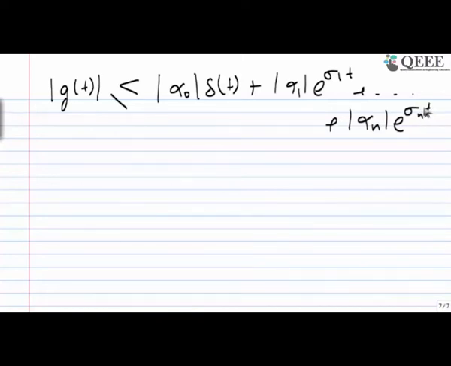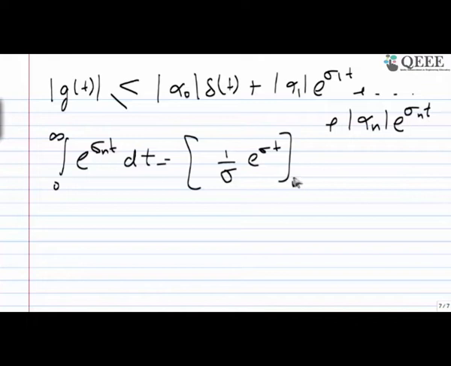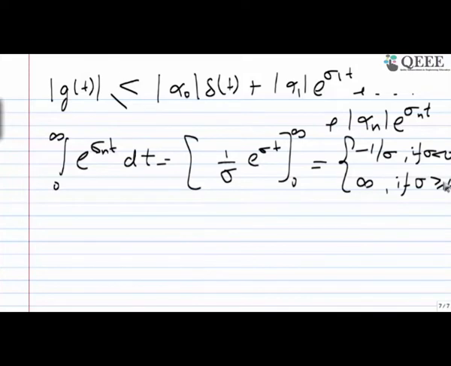Okay, now we see separately the integration of the exponential power. If I integrate from 0 to infinity of this exponential, e to the power sigma n t dt, what I will get is equal to minus 1 over sigma if sigma is less than 0, and infinity if sigma is greater than or equal to 0.